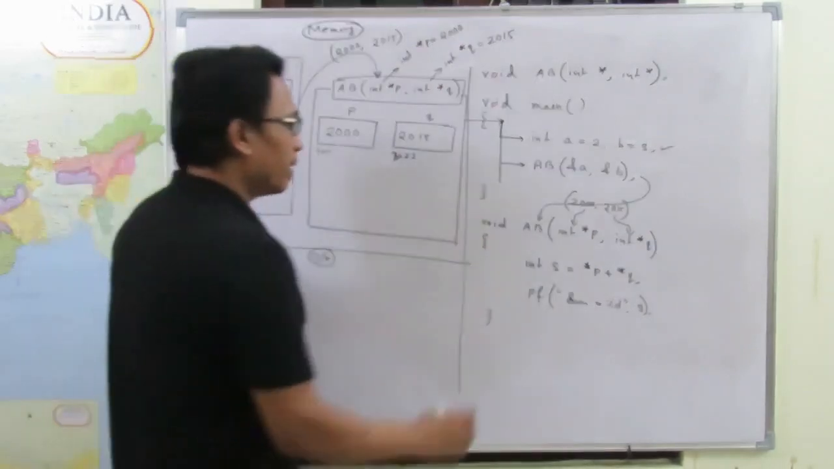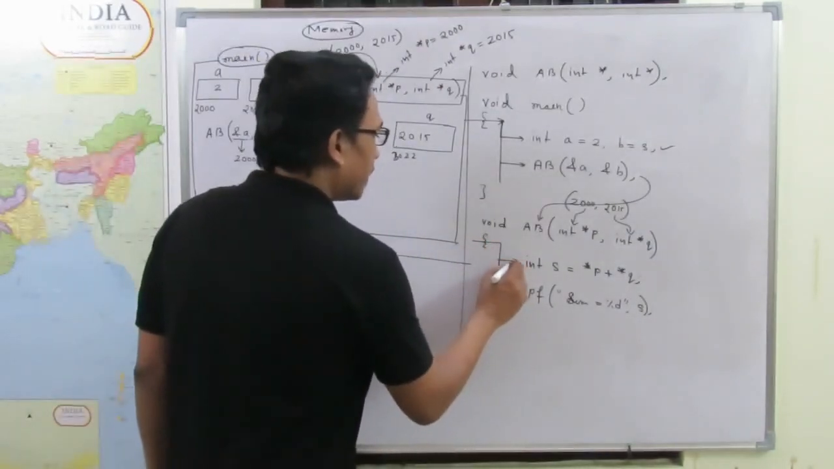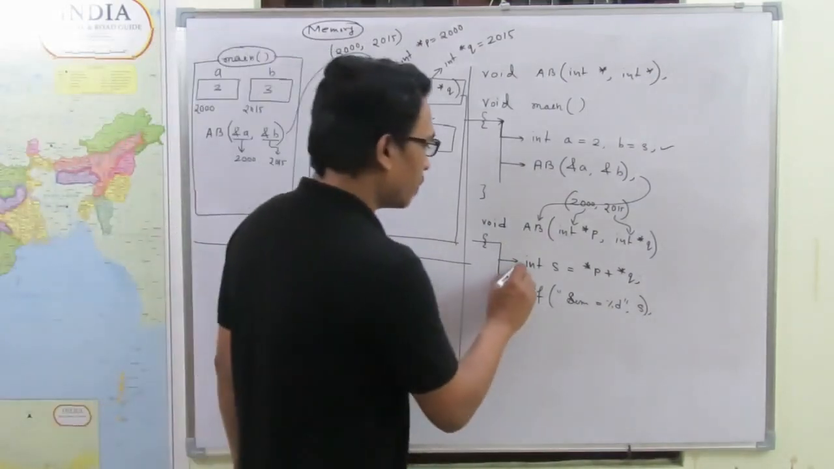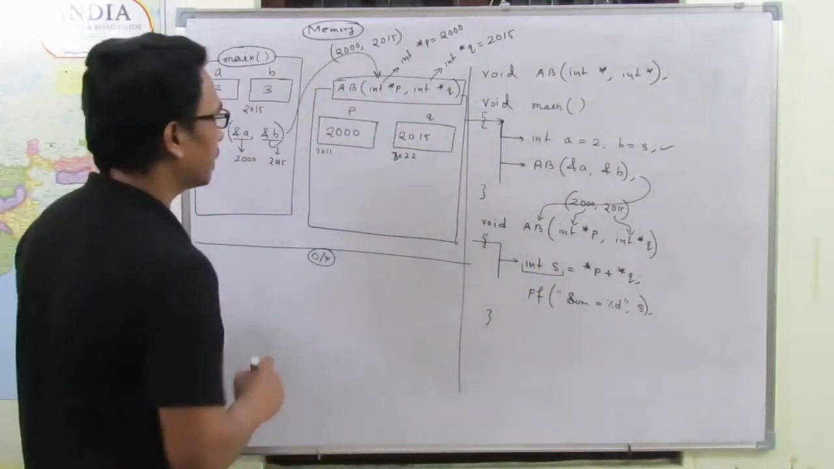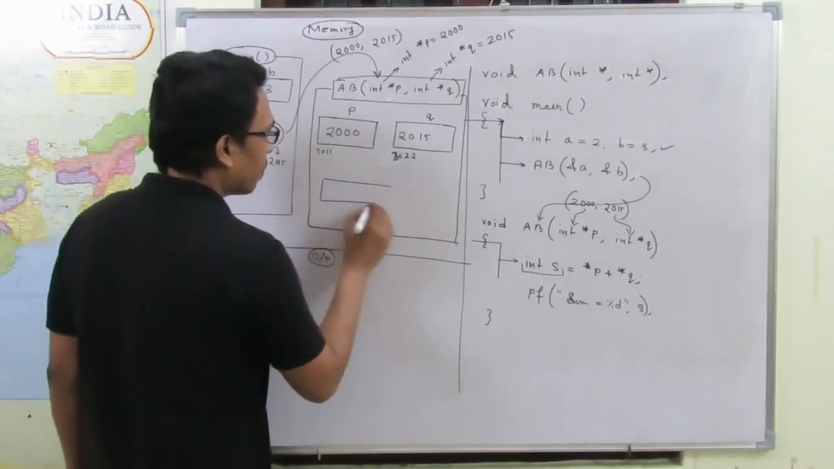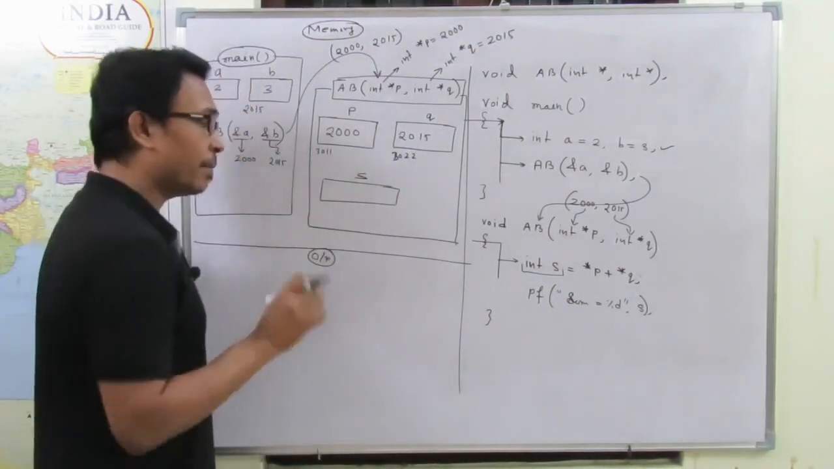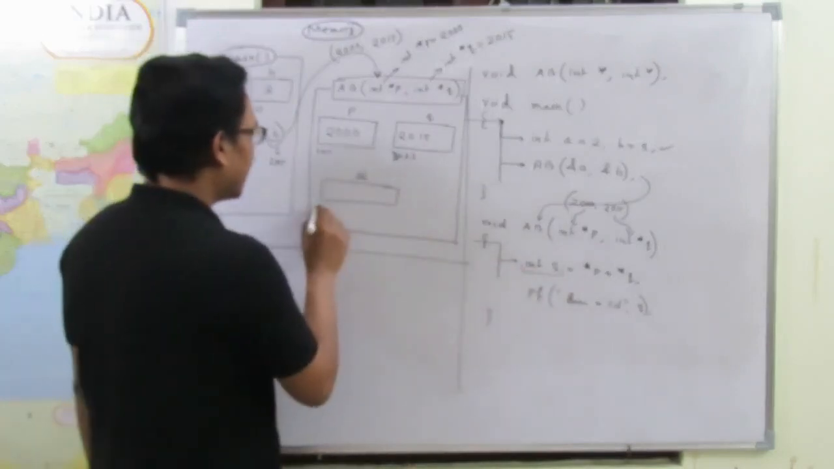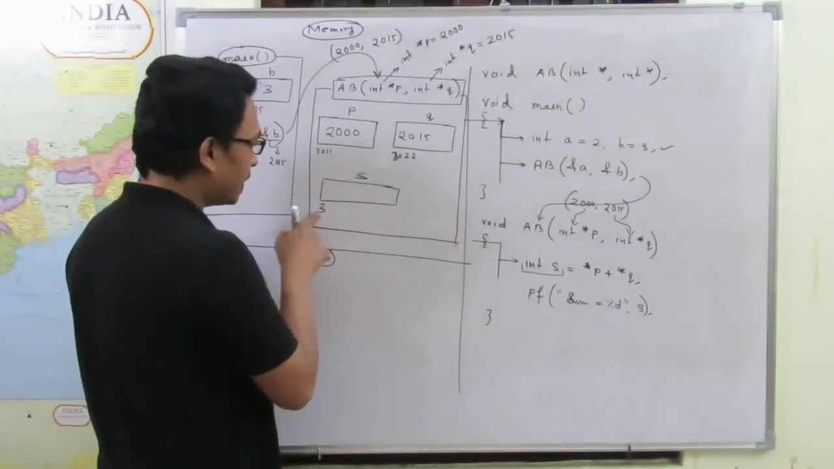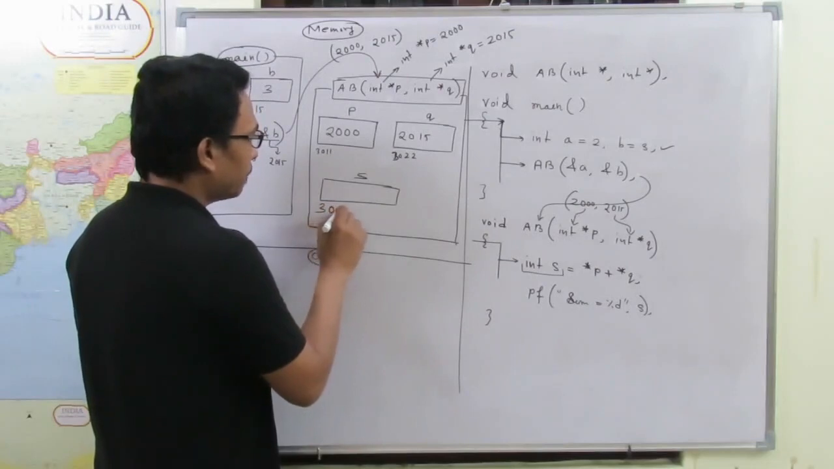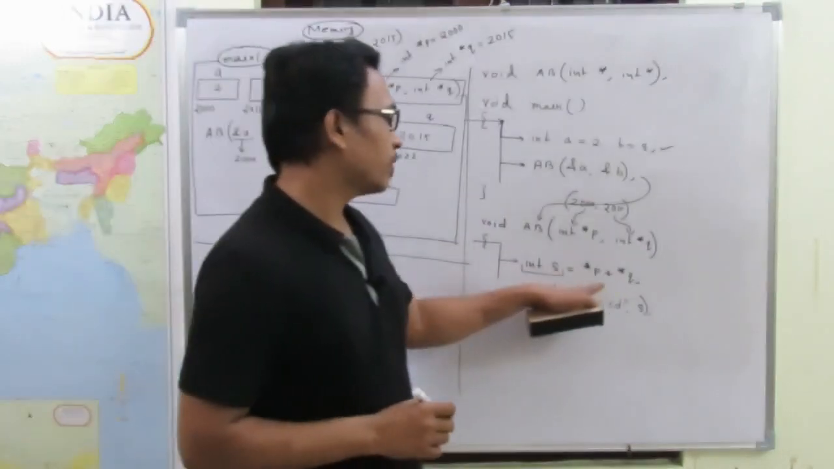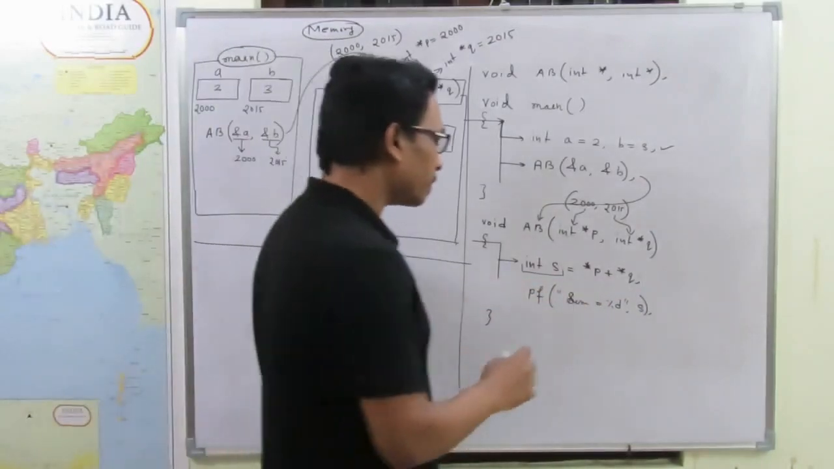Next, enter inside the ab function, and one more variable is declared. So again, one memory block is created for this integer type variable s. Let's say the base address is 3029. Now execute this particular instruction.